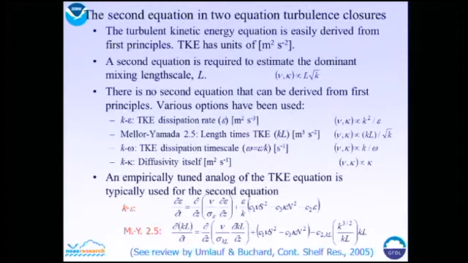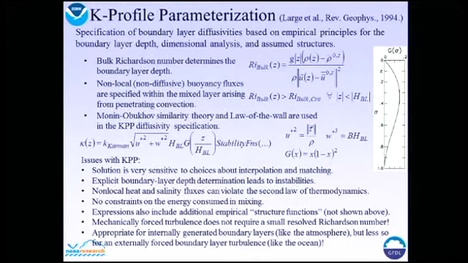Skip through the two equation closure models to the KPP parameterization of Large et al. And the idea here is that the bulk Richardson number determines the depth of the boundary layer. Basically, you go down through the water column until there's enough of a density contrast between the water averaged through the column and the water at the base of the column that is enough to stabilize the large-scale shears.